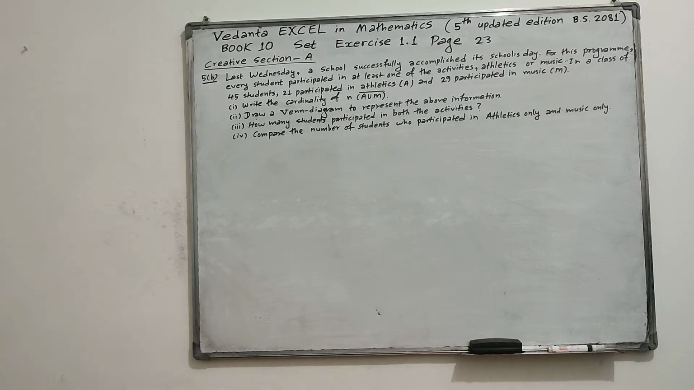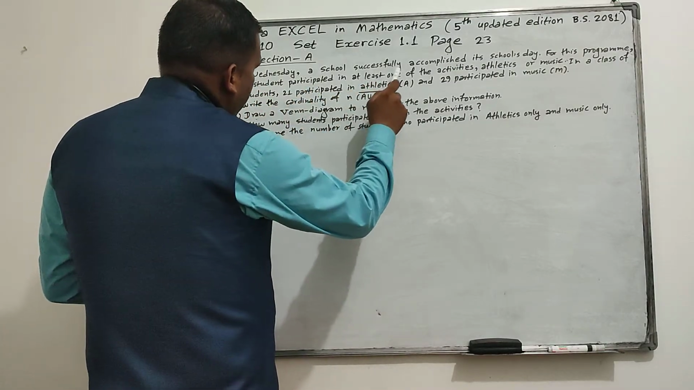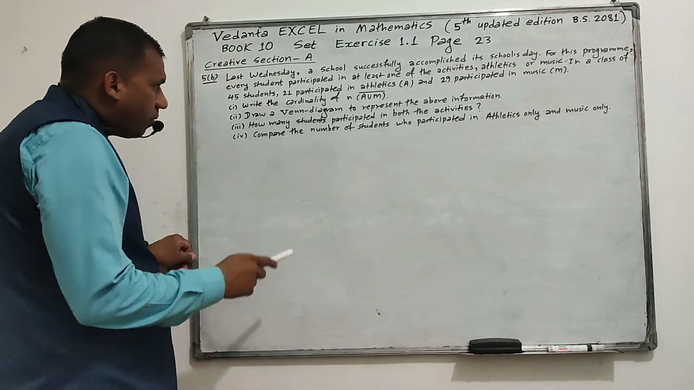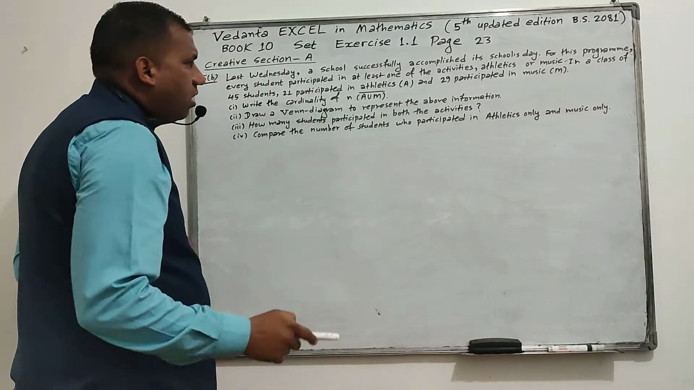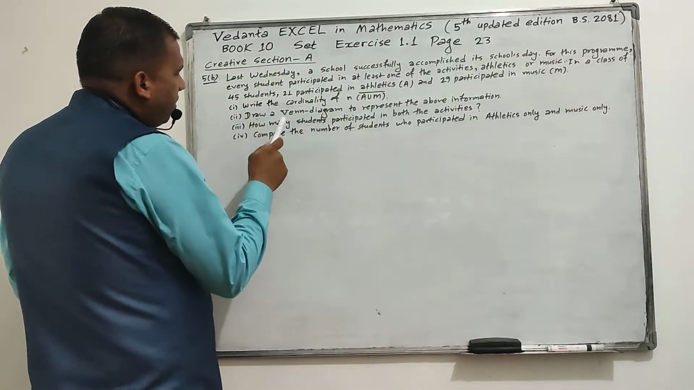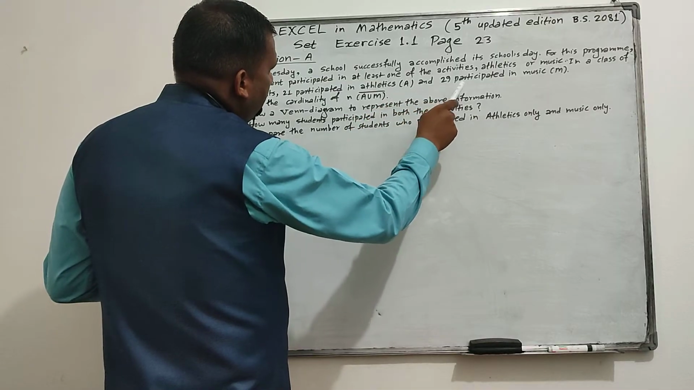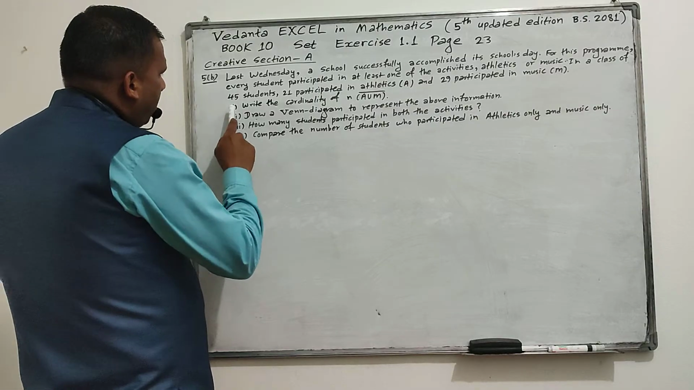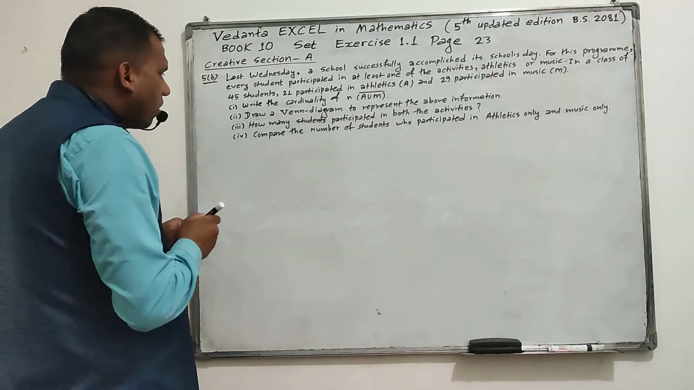Now next question, 5A. Last Wednesday, a school successfully accomplished its school day. For this program, every student participated in at least one of the activities, athletics or music. In a class of 45 students, 21 participated in athletics A and 29 participated in music M. Then first question 1, write the cardinality of A union M, whole complement.